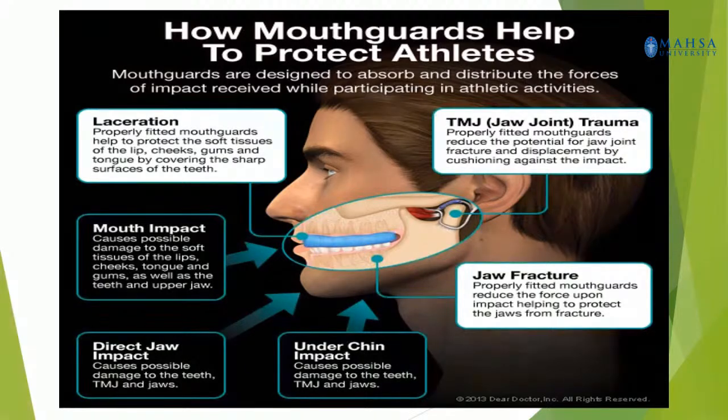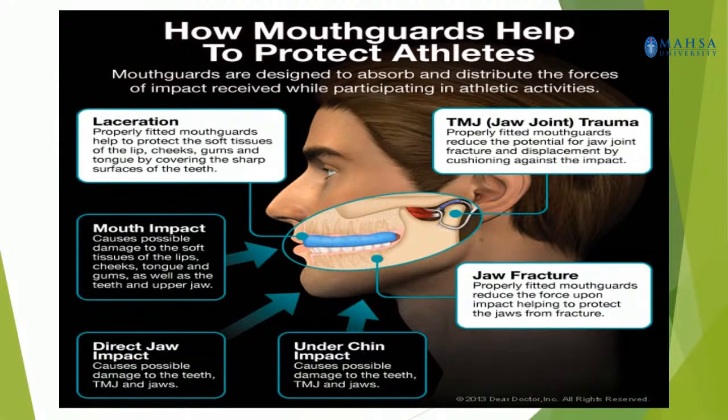And then we have mouth impact, which can cause possible damage to the soft tissues of the lip, cheeks, tongue, and gum, as well as the teeth and the upper jaw. Wearing a mouthguard can prevent this. The next one is direct jaw impact, which can cause possible damage to the teeth, TMJ, and the jaw. Then we have under-chin impact. It can cause possible damage to the teeth, TMJ, and jaws, and it can also cause a jaw fracture. So by wearing a mouthguard, you can prevent all of this.